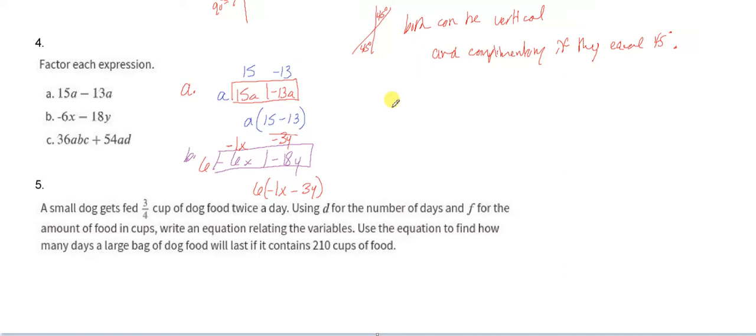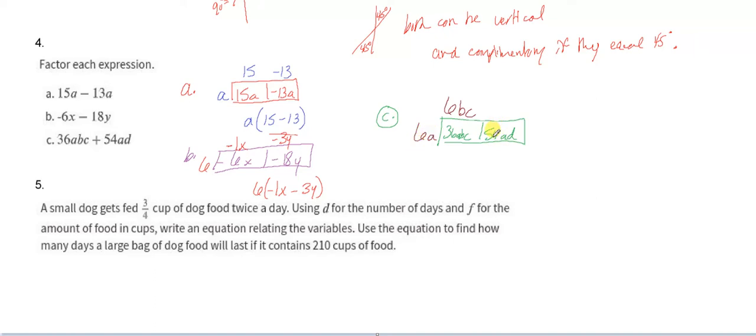And then lastly, part C. We have in the box 36 ABC and 54 AD. Common factors here appear to be, looks like 6 goes into both, so I'm going to pull out a 6. And it looks like you also have a letter factor of A that you can pull out. What times 6 is 36? What letters have not been used? You can see.